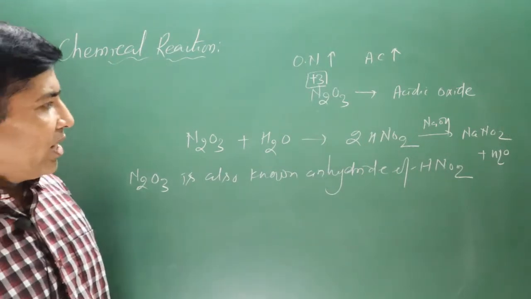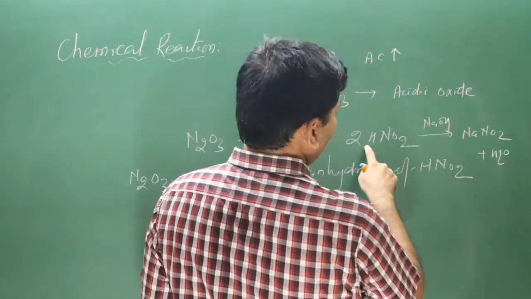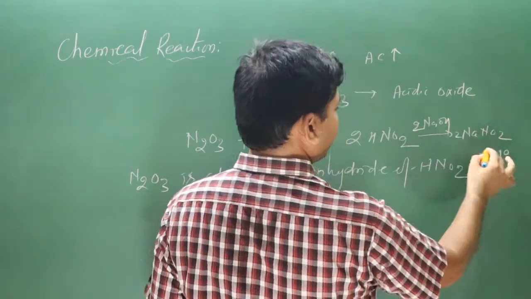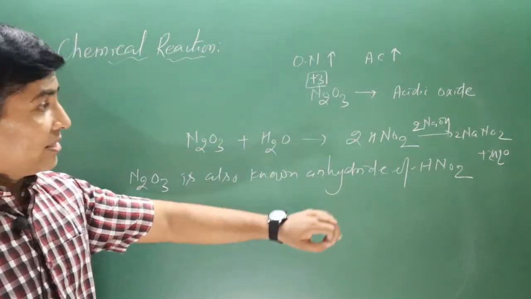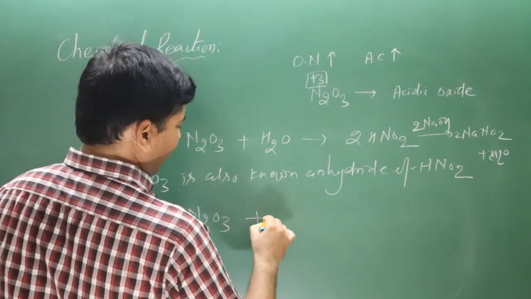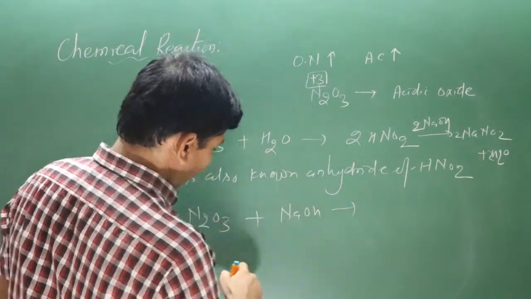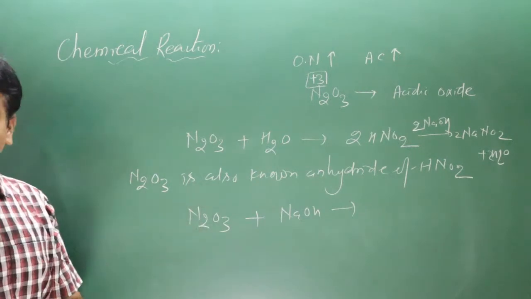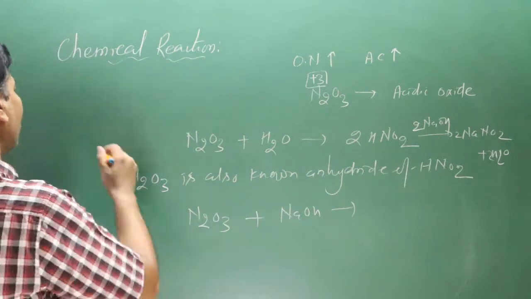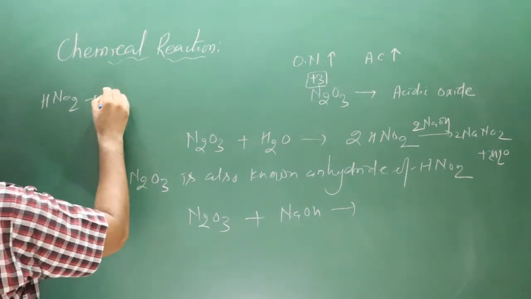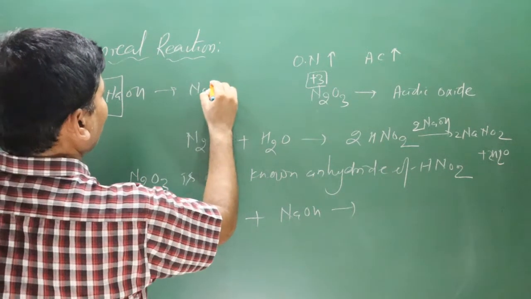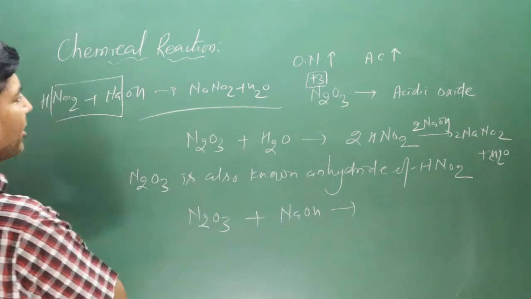If you want, you can balance this equation. Otherwise, let me take sodium hydroxide with N2O3. It is acidic in nature, so an acid-base reaction will take place. You can divide this equation by 2 to get a simple equation. We have HNO2 and NaOH. This portion will separate out, and you get NaNO2, salt, and water. That is how you can complete this reaction.